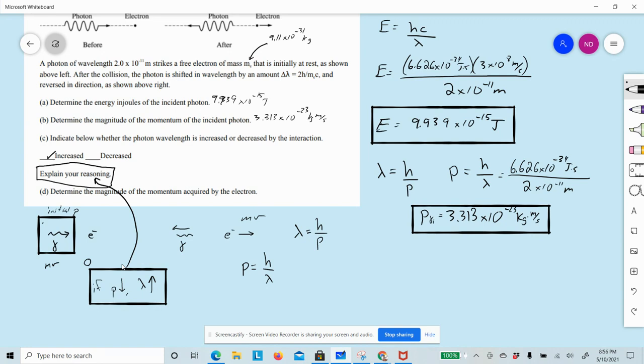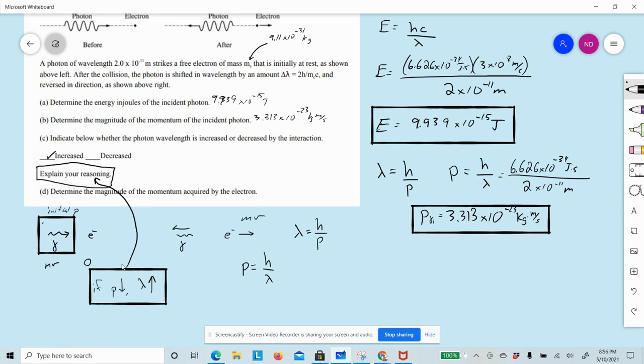The momentum of the gamma particle has got to decrease. The momentum of the photon's got to decrease. It's going to impart some momentum to the electron. So as the momentum of this thing drops, the wavelength is going to increase.